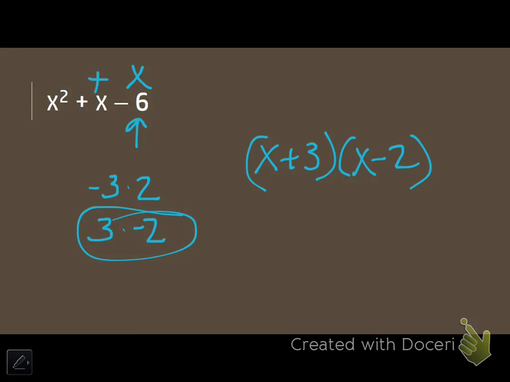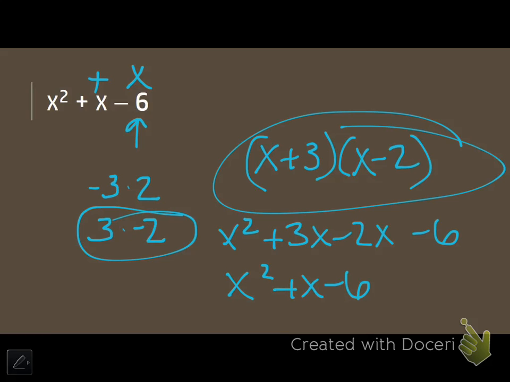So if I FOILed it back out, I would get x squared plus 3x minus 2x minus 6, which is x squared plus x minus 6. So that answer is correct.